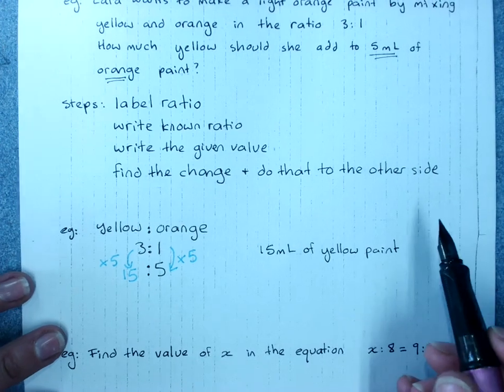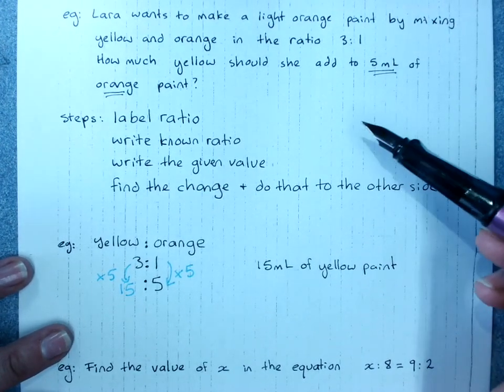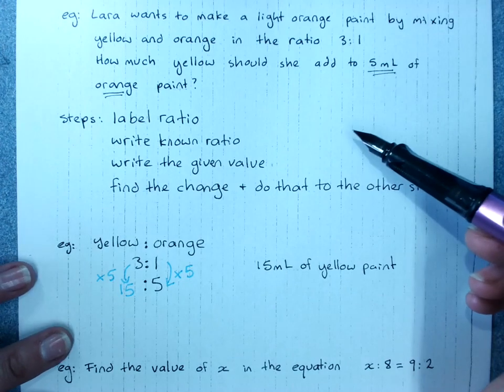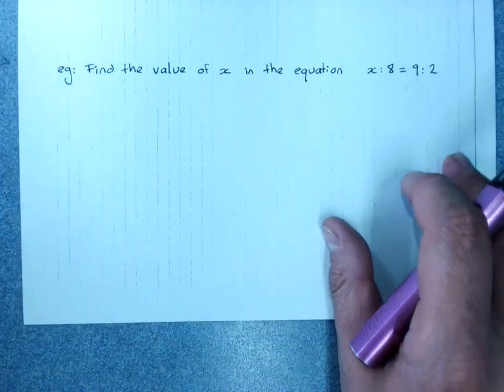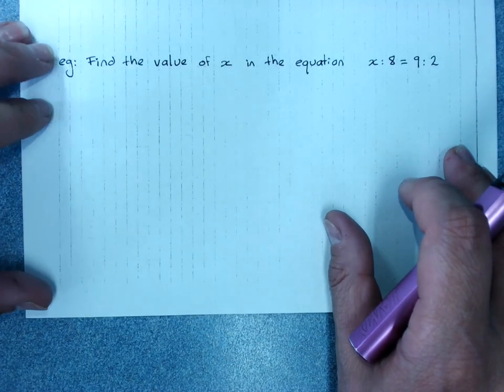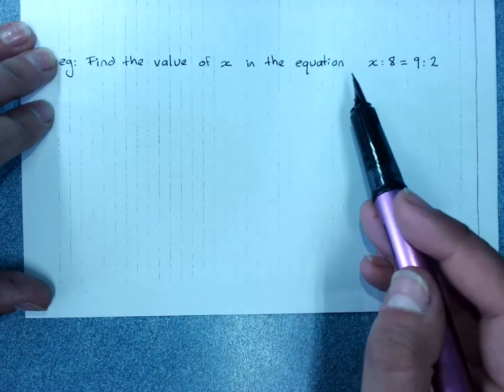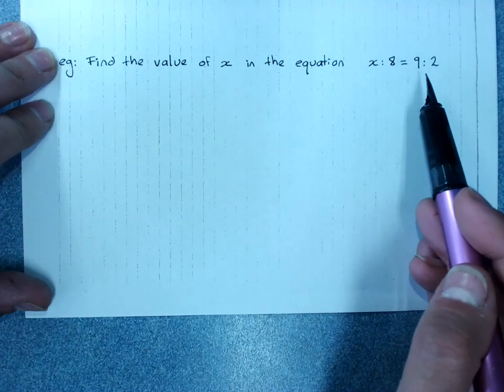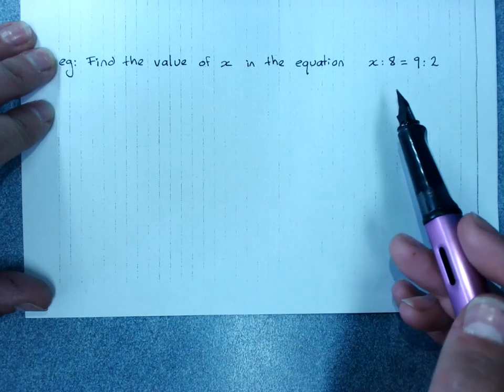And these questions really matter, especially if you're working in litres and you have to mix it up and get it right. That's kind of important. Now sometimes they give us a similar sort of question where they've said find the value of x in the equation x to 8 equals 9 to 2. And it looks kind of confusing, but we just do it the same way.